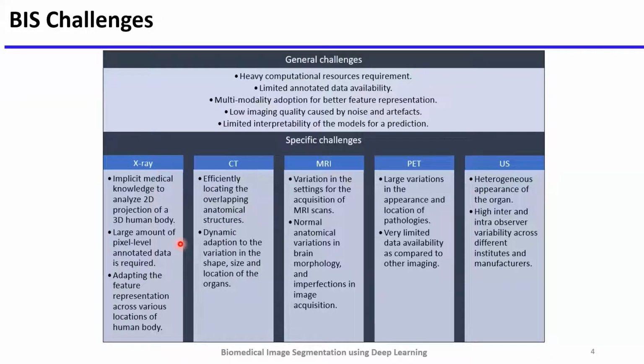We may also face high intra-observer variability across different institutes, infrastructure, and manufacturers. These are the things that we will definitely face with the manual approach, and the same thing is replicated with the computational approach. But no doubt, computationally we are very strong, and if we are able to devise good algorithms, then we can resolve this issue quickly.